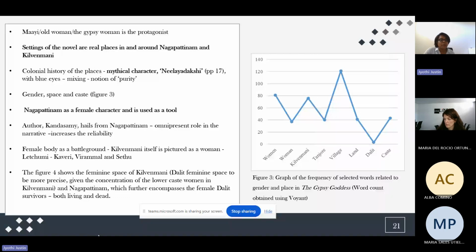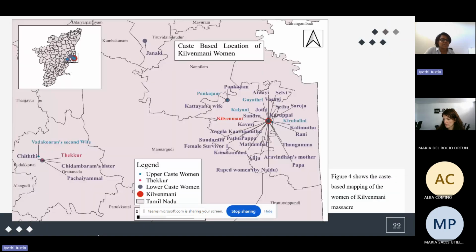So this mapping shows the caste-based location of Kilvenmani women. You can see that the clustering of upper caste women takes place in areas away from Kilvenmani, whereas the lower caste are located closer to the site of the massacre. So the caste of the survivors actually determines their location, which in this case is Kilvenmani, and this again resulted in gender and caste-based violence against the survivors.